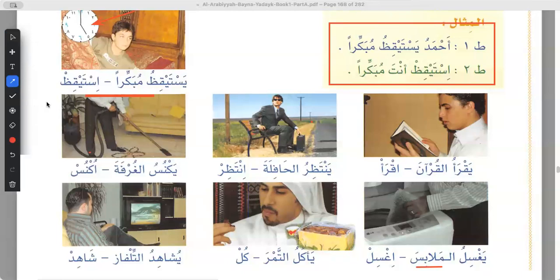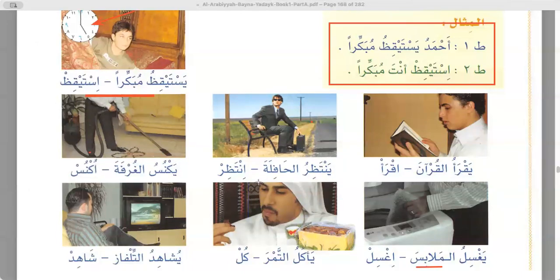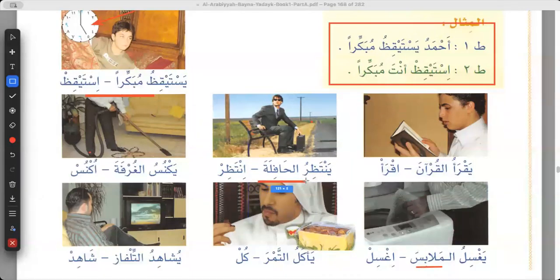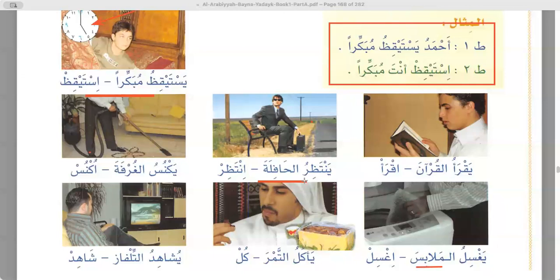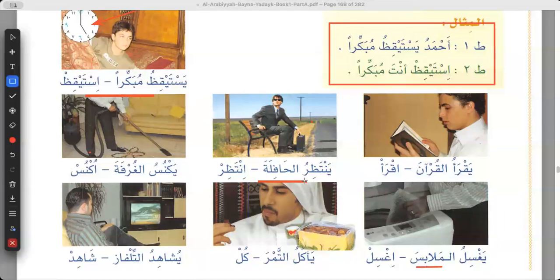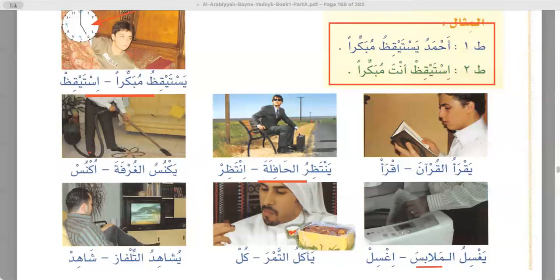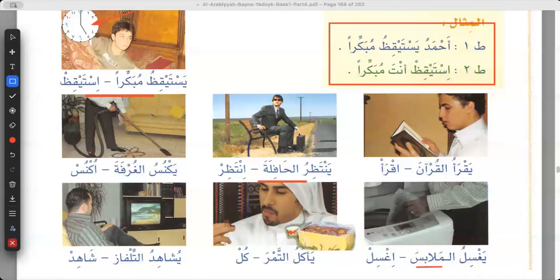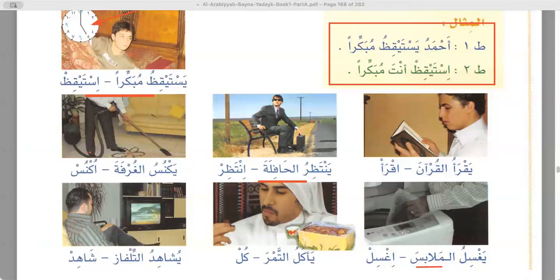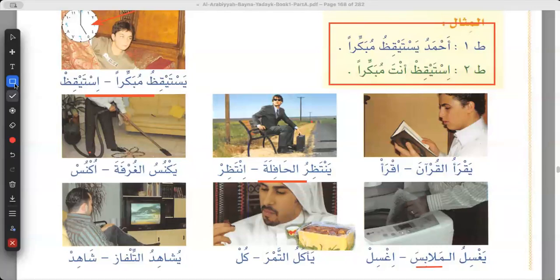Yantaziru al-hafilah. Who is waiting for the bus? Ahmad. Okay. Ahmad yantaziru al-hafilah. Intazir anta al-hafilah. What if you want to ask a female to wait for the bus? Intaziri anti al-hafilah. Barakallahu feek. The next one.